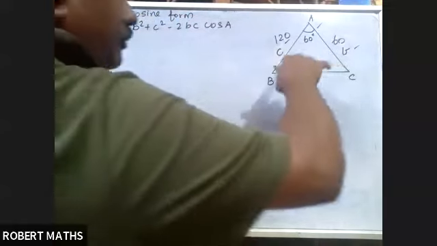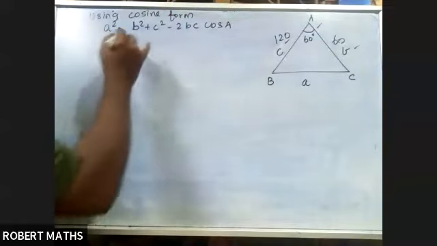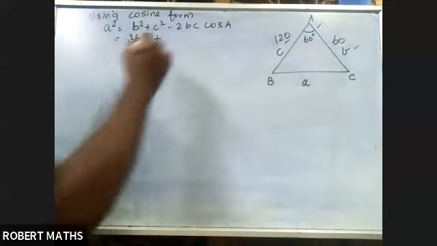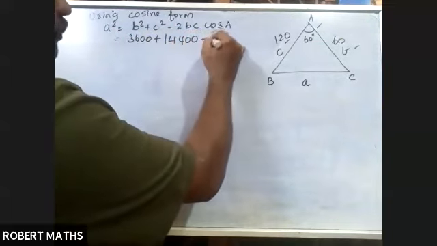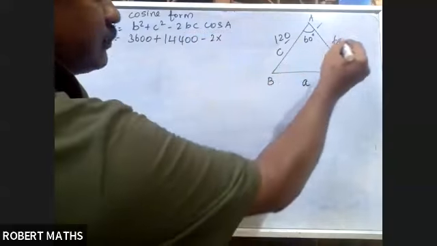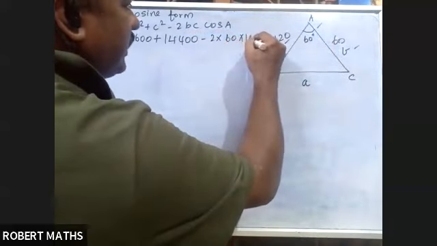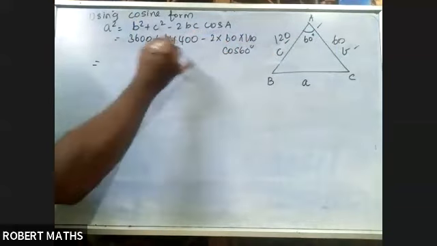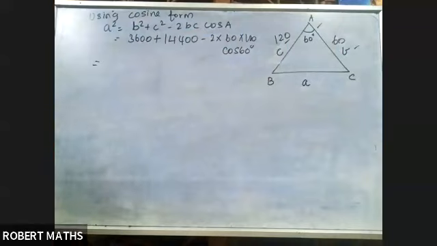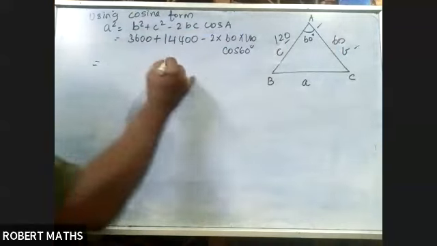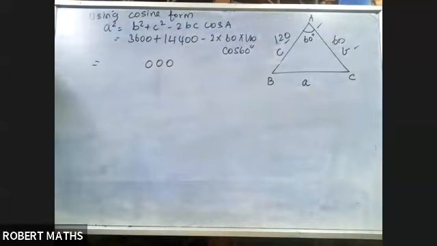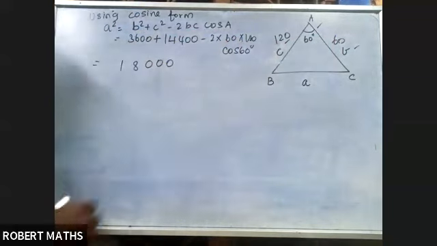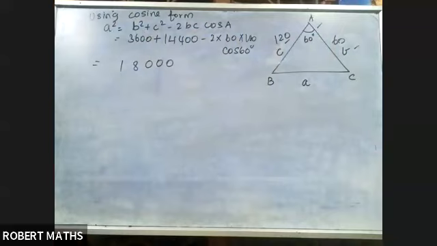Your B is equal to 60. Your 60 square is 3,600. C is 120, so 120 square is equal to 14,400, minus 2 into B, your B value is 60, your C value is 120, into cos 60 degree. Your cos 60 degree is 1 by 2. So if we add these two, 14,400 plus 3,600, we get 18,000.